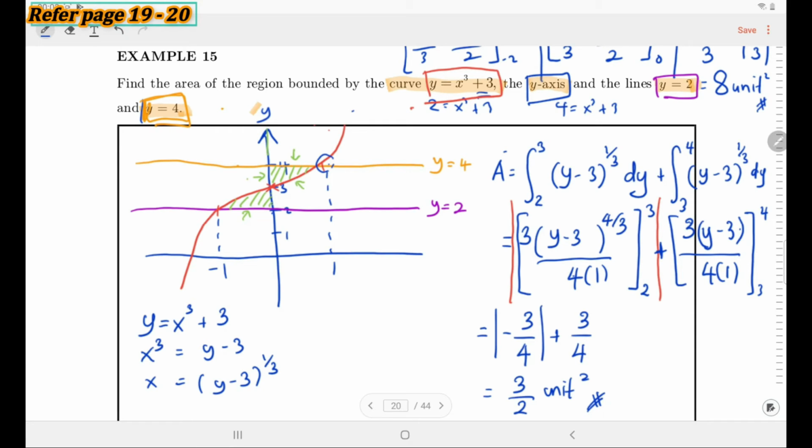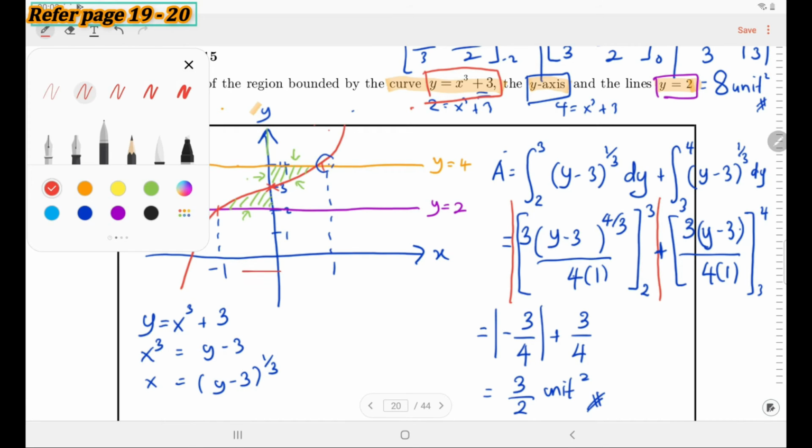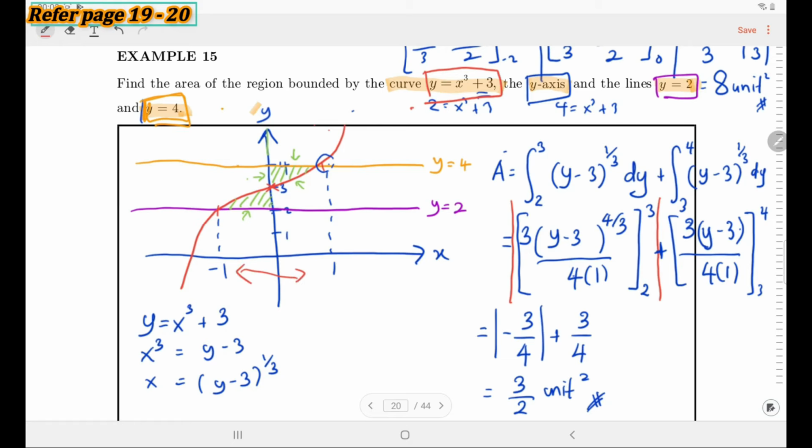Can I ask you, can I find the area with respect to the x-axis from negative 1 to 1? Can I find the area from negative 1 to 1 with respect to x, which means I will stay using the function x? Can you? You may ask this question to your tutorial lecturer.